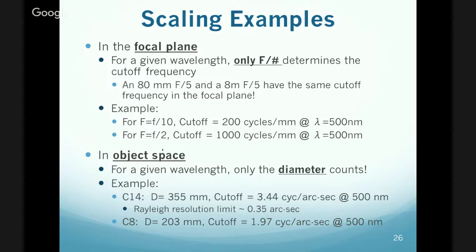Remember, it's those beam angles. In object space, we have to project back out in front of the telescope, and it's only the diameter that counts. Of course, I love to use my C14 as an example. The cutoff frequency there is 3.44 cycles per arc second at 500 nanometers. That compares to the Rayleigh resolution limit of about 0.35 arc seconds. They're kind of similar. If you take 1 over 3.44, that's kind of close. And of course, for Adam, I had to put in the C8 or an 8-inch. At that diameter, the cutoff goes to 1.97 cycles per arc second. So that's what you get through in that system.